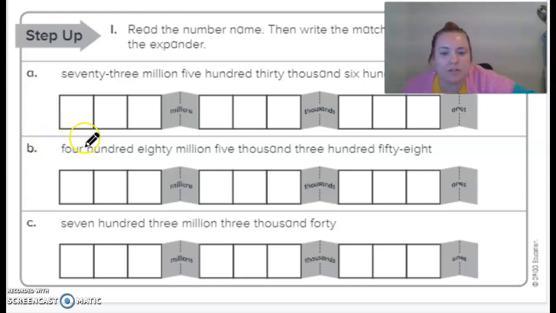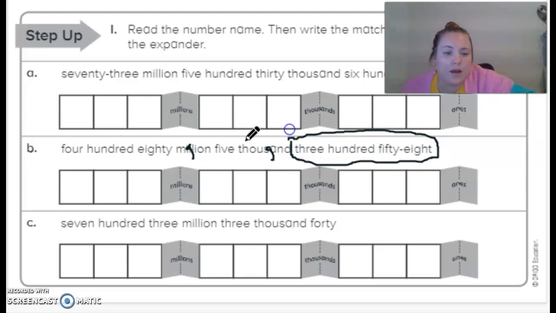So that number we have is 480,005,358. So we have our comma here and here. So we're going to break these into sections, into our groupings, so that we can put them on the expander. So here we have our ones grouping right after our comma. There we go. 358. That's going to be in our ones grouping.